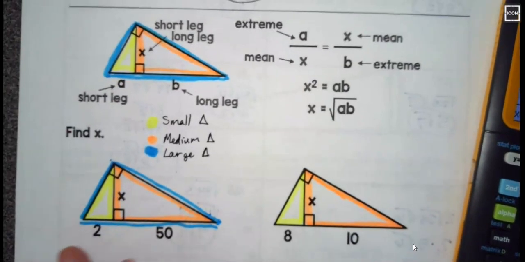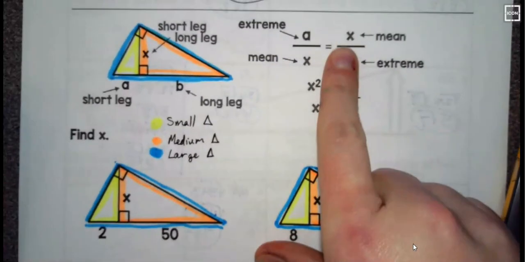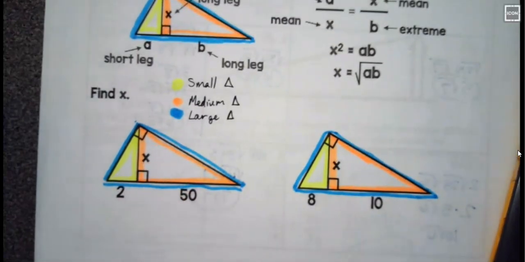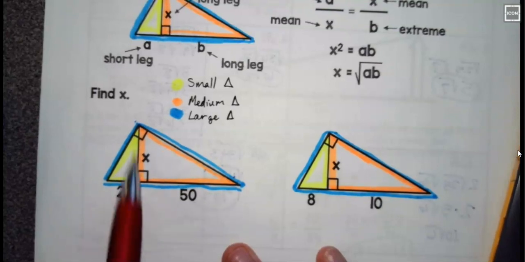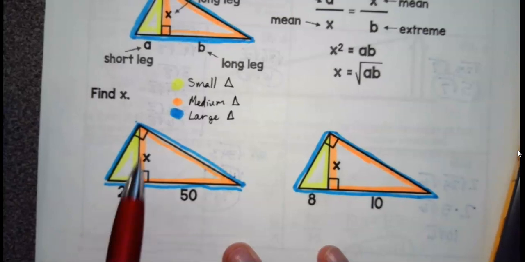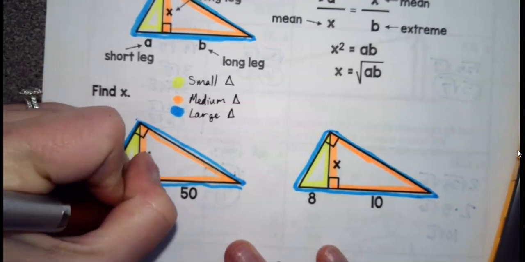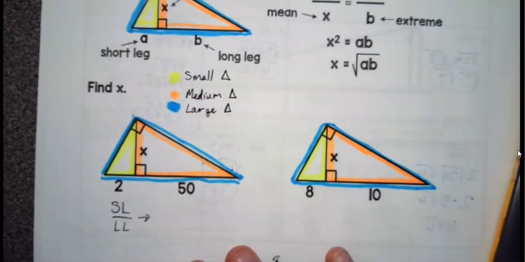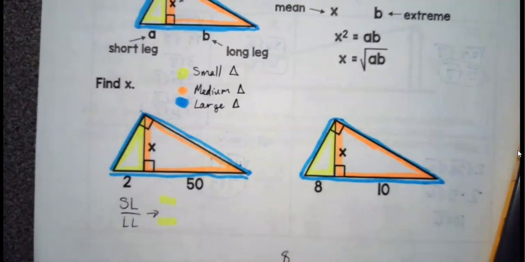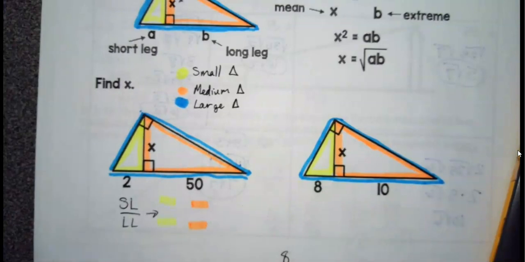Okay, I'm going to pause this real quick. And this is what we're going to do: set up a proportion and solve to figure out what x is. The way you're going to do that is look at your small triangle. No matter what color it is, you have the short leg and you're looking for the long leg. So I'm going to write short leg over long leg, with a little arrow, for my small triangle, and short leg over long leg for my medium-sized triangle.